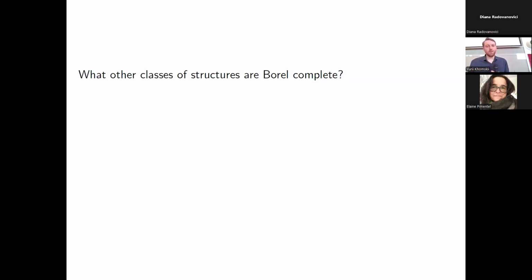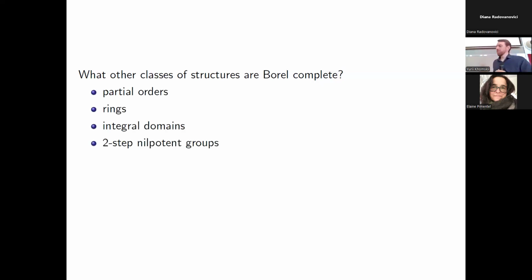Okay, so then you have the question of what other classes of structures are Borel complete. There's a whole bunch of examples in the original paper of Friedman and Stanley. I want to focus for the next little bit on these classes, but there's all sorts of other things that will fit in this list also. So these are all Borel complete.